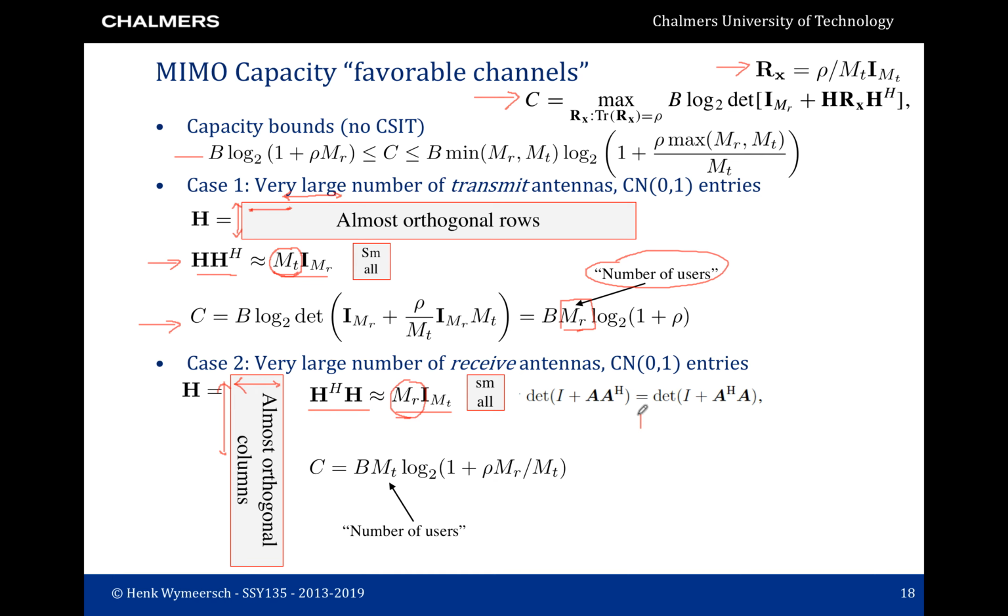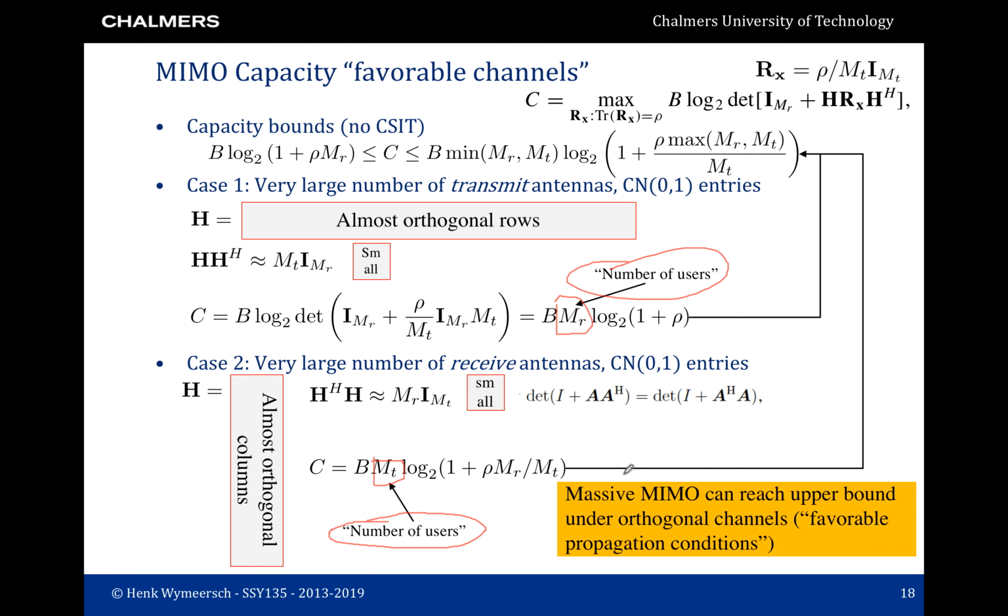We apply the following matrix equality to the standard capacity expression, and we find that the capacity is the bandwidth times the number of transmit antennas and the log of 1 plus an SNR. Again, this expression is in general written for a number of transmit antennas, but we could also consider this to be a number of users when each user has a single transmit antenna. So this interpretation as number of users is interesting for our massive MIMO case, but you don't necessarily need to consider this for general MIMO.